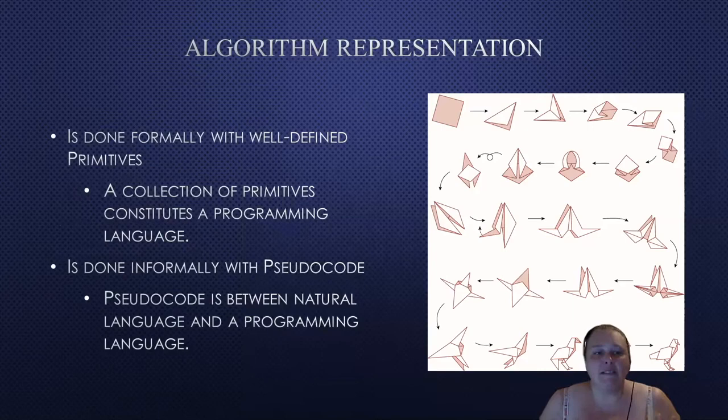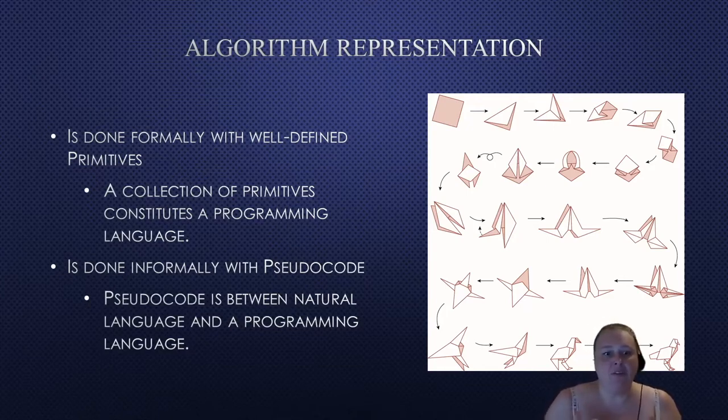Now, algorithm representations are done formally for well-defined primitives. You want to go back to those basic building blocks, so it's a collection of primitives within a programming language. It's done informally by using something called pseudocode. Pseudocode is something between spoken English and the actual formal syntax of a programming language. It's somewhere in between.